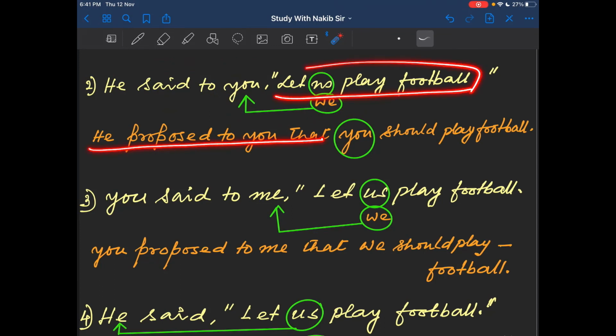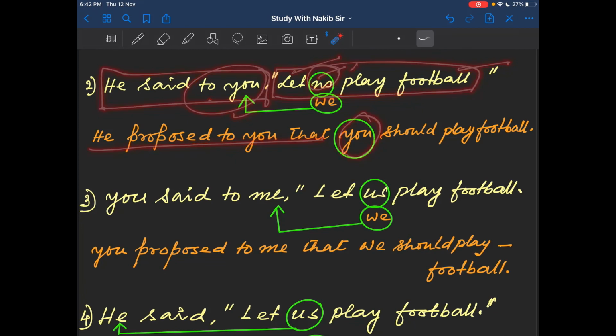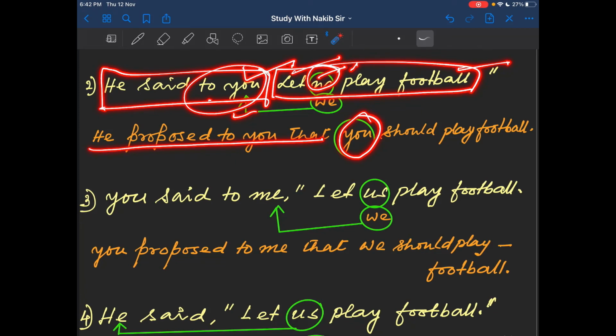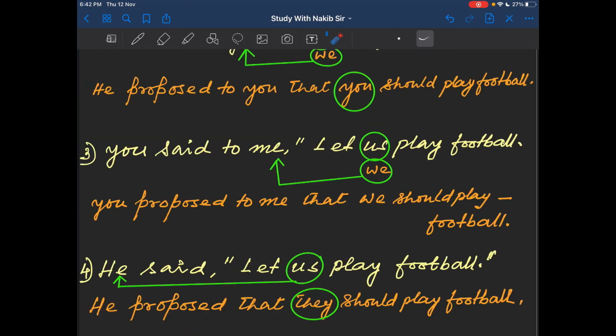Now come here to the reported speech, and here the process is the same. Let will be out, us will become we, and there will be one should. So this we will be changed to you, as the reporting speech has no first person pronoun. It has the second person pronoun, and second person pronoun is dominant here. So your answer is, he proposed to you that you should play football. Now see the third example. You said to me, let us play football. Now see, you proposed to me that.